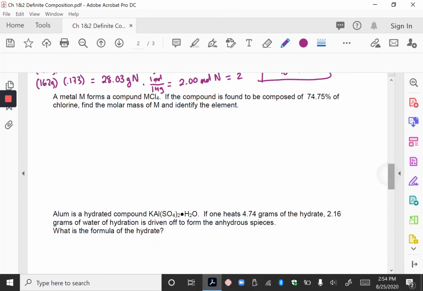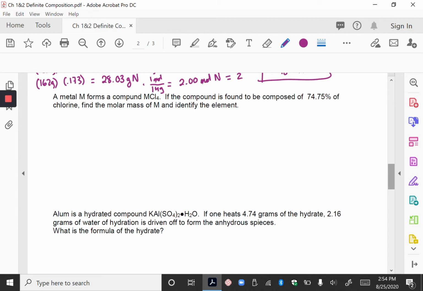Okay, let's look at the next one. I think this one is a little challenging to think about. So let's read it together. It says, a metal M forms a compound MCl4. If the compound is found to be composed of 74.75% chlorine, find the molar mass of M and identify the element. So this one's a little bit different.